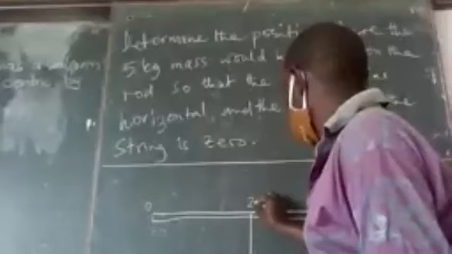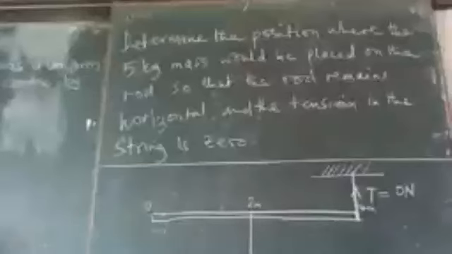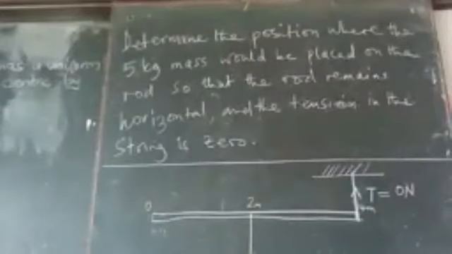Okay. So what is this force here? What is the mass? 2 kilograms. The mass of the rod is 2. So 2 multiplied by what?